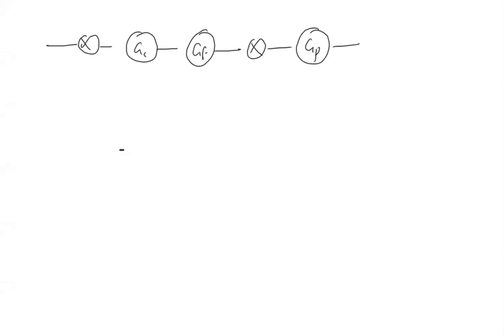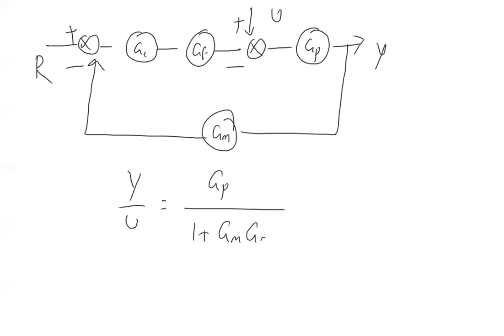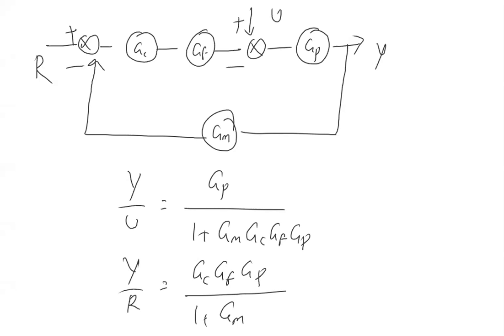GP, GM, plus minus plus plus, Y, U, R. What is Y by U? GP by 1 plus GM GC GF GP. What is Y by R? GC GF GP by 1 plus GM GC GF GP.